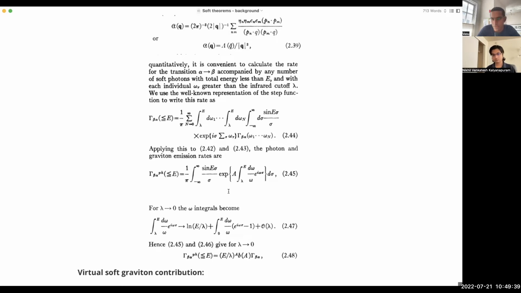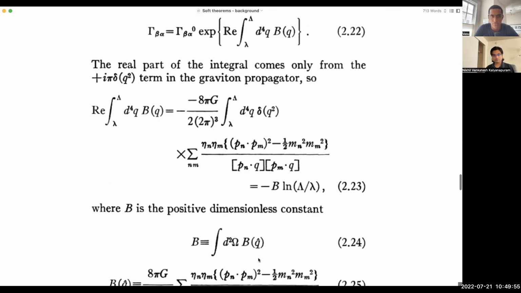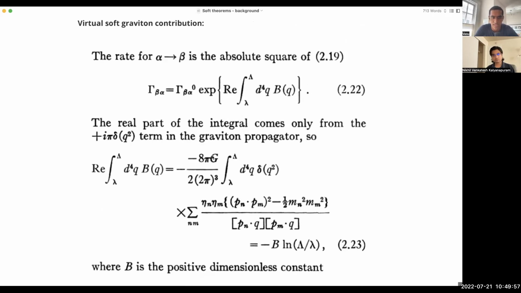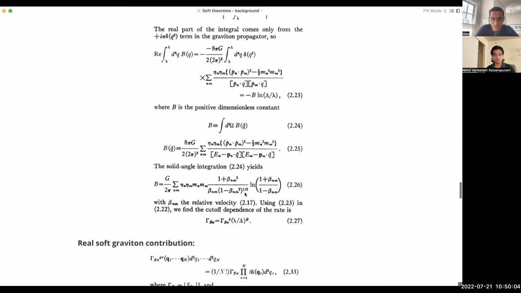So before you had lambda over big lambda, and here you have E over lambda, still raised to the power of the same A, and you have the rate involving no soft photon emissions. And as we did before, it's the same kind of calculation you would do for the gravitons. Now, you have the more intricate factors here, the more intricate momentum dependencies, so you just get some multiplicative factor in front of the logarithm in the virtual case, but the overall behavior is the same.